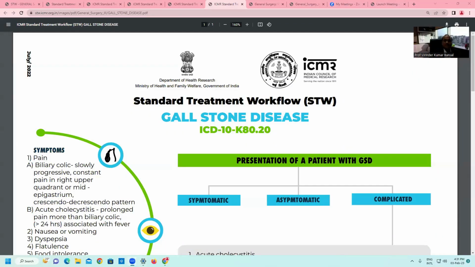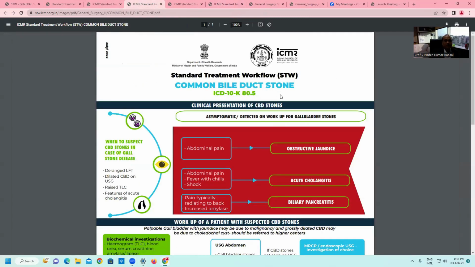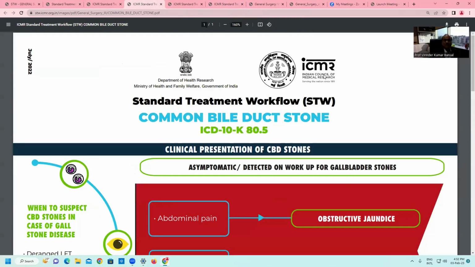I would like to thank ICMR, Professor Balram Bhargav and Professor V.K. Pal for including me in this group for the STWs, and Dr. Ashu Grover for the coordination and all the efforts in continuing this group and coming out with this beautiful standard treatment workflow, or STW as you call it in short. Am I audible to everybody? Yes, sir. Very good. Okay.